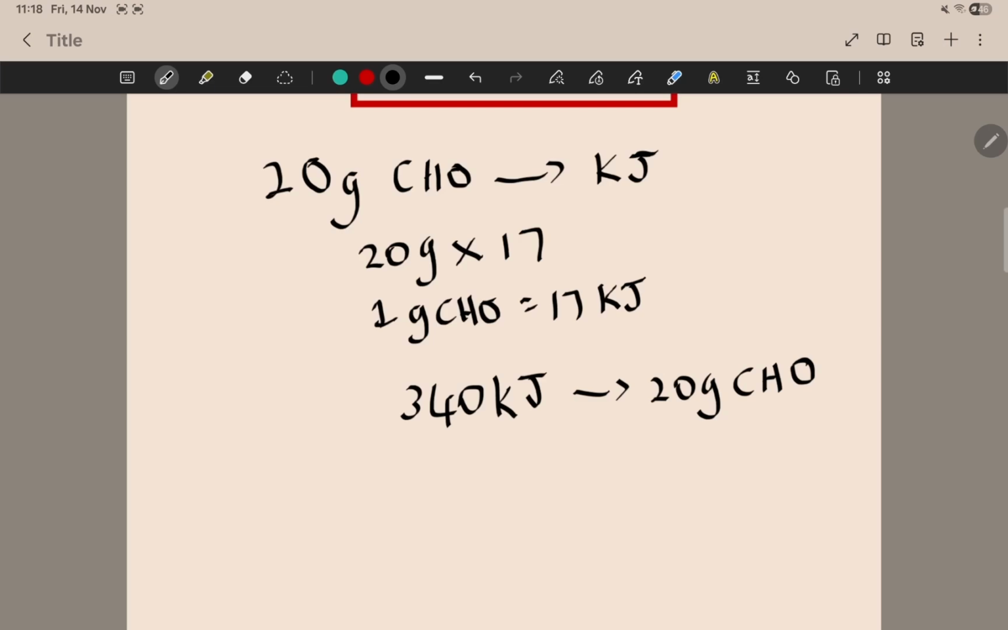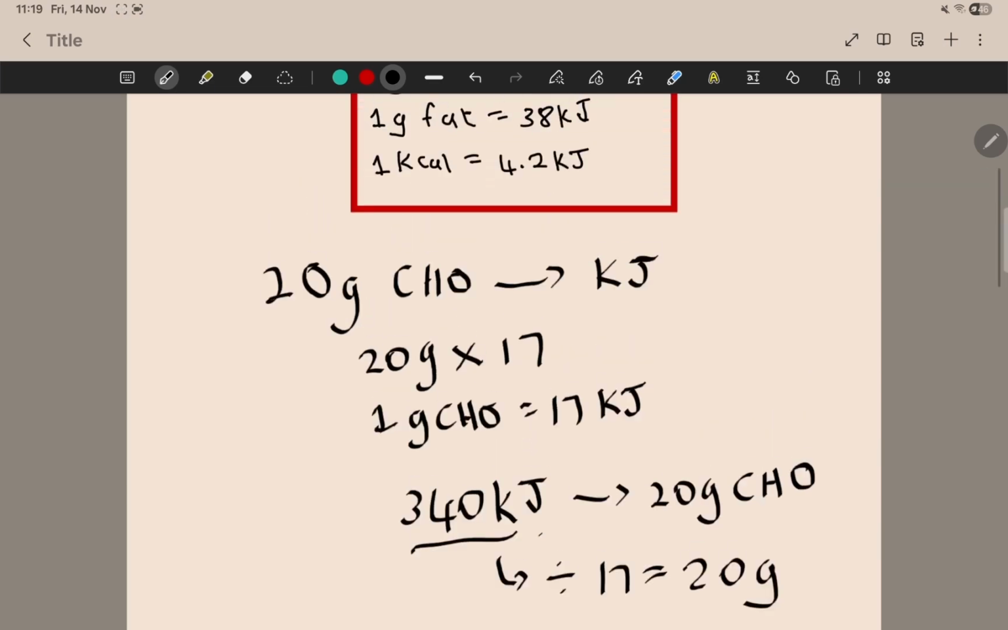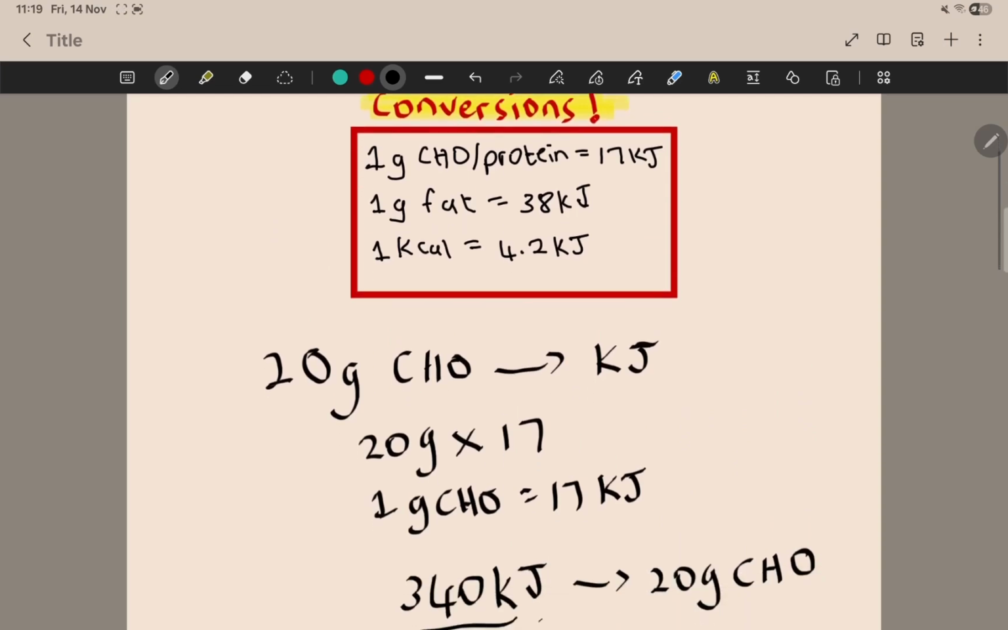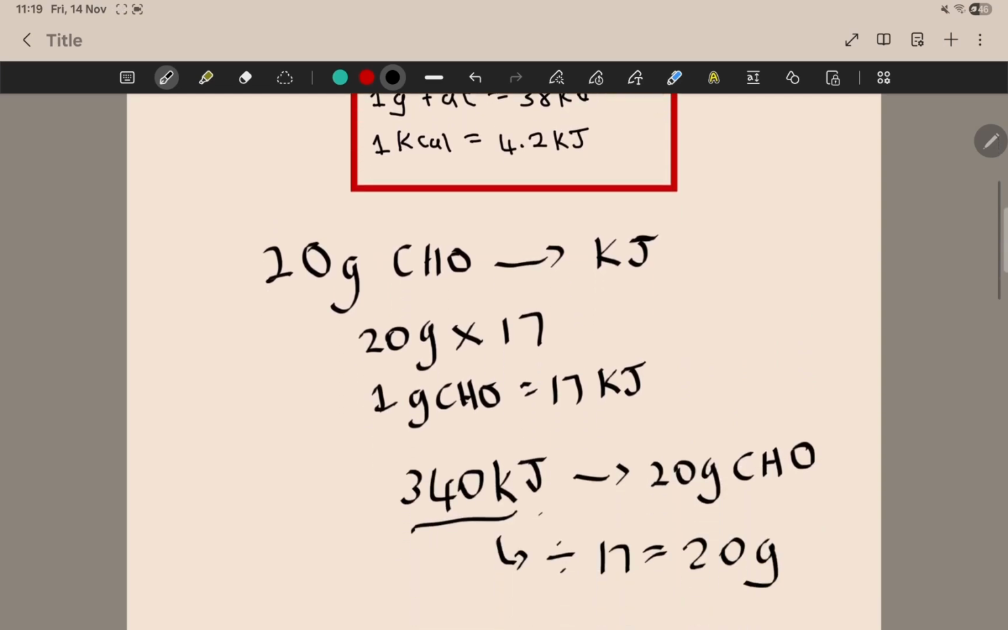If you want to move backwards, from kilojoules to grams, you simply divide. So 340 divided by 17, which will give us then 20, obviously. Okay, so that's the simple conversion. So the carbohydrates and the protein is the same.